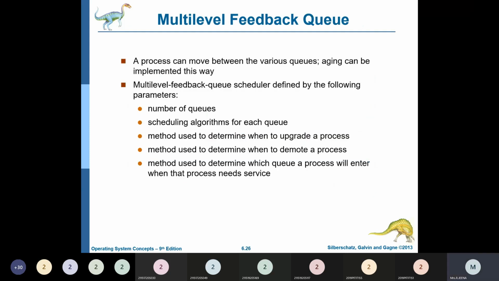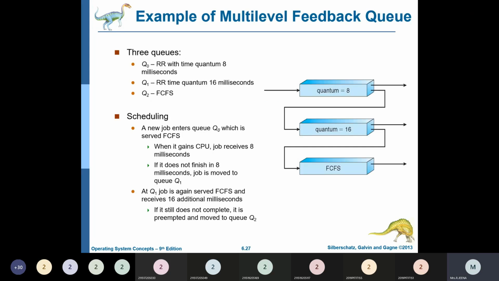In contrast, multi-level feedback has multiple queues, but it has the ability to move between queues. If the time quantum is elapsed, the process will be sent to the next queue. So this is all about CPU scheduling.